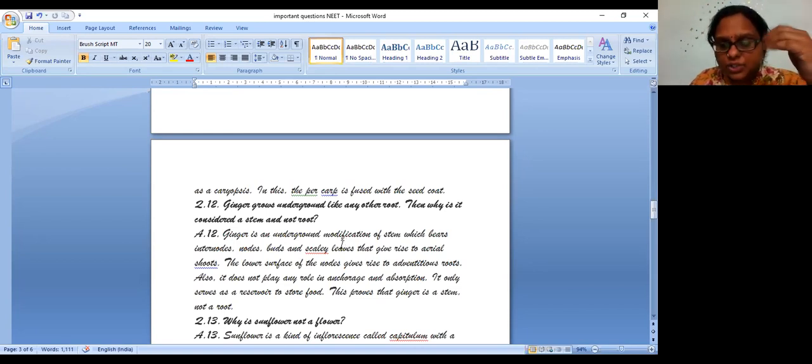So ginger, does it give support to the plant? No. Generally, roots give the support to the plant. So when ginger is not giving support, how can you list it under the root section? It only serves as a reservoir. Ginger, we are using it as an edible thing. So it is just the reservoir to store food. This proves that ginger is a stem, not a root.